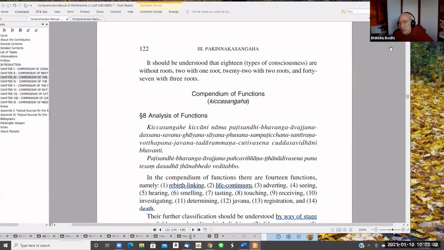Going to continue with the discussion of the cittas, the states of consciousness, by going into chapter 3, which is called the Compendium of Miscellaneous Topics, and do a subsection of this chapter, called the Compendium of Functions. So this section will make clear the functions of the particular cittas in the scheme that we went through yesterday.